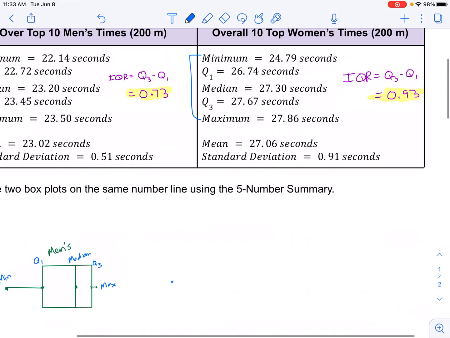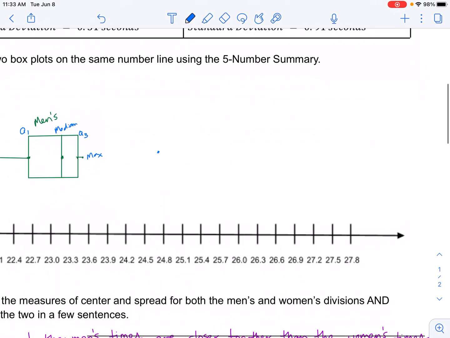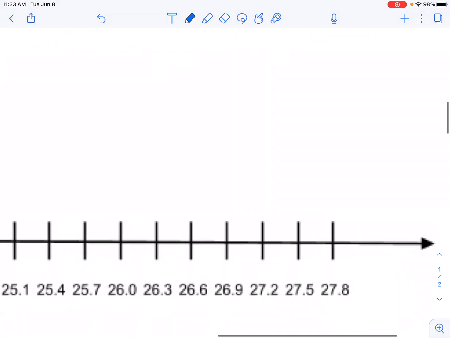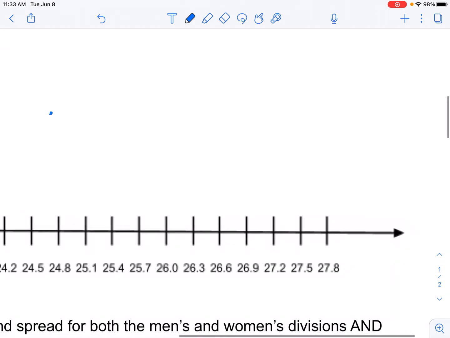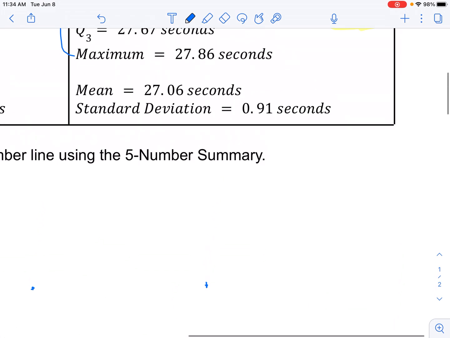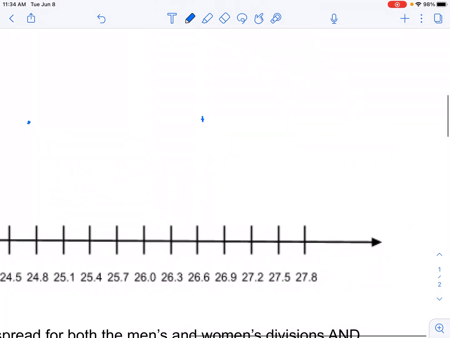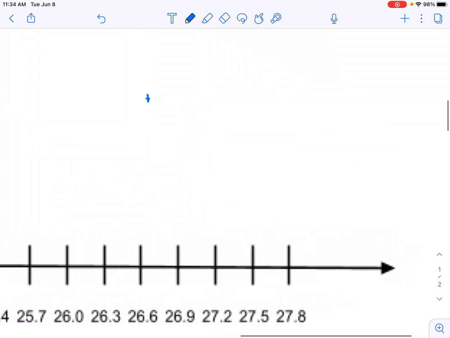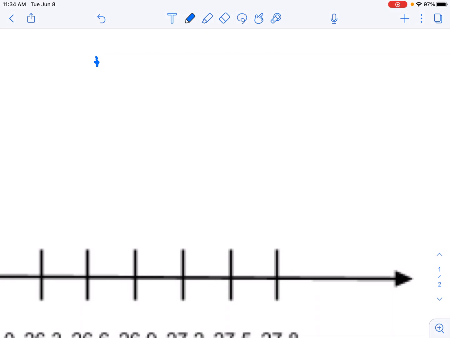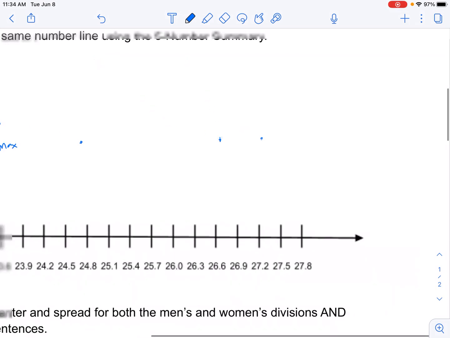Then our quartile 1 is 26.74. Oh wow, that's way over here. And I'm trying to line them up. It's a little hard on the iPad while I'm trying to show you where it is at the same time. Median 27.3. 27.3 is approximately right here.